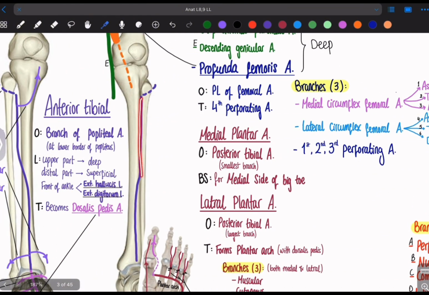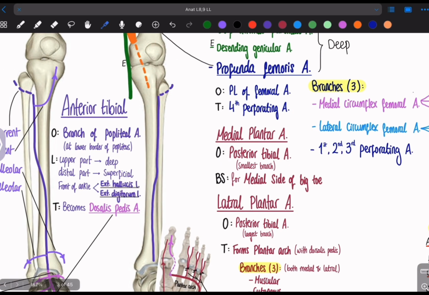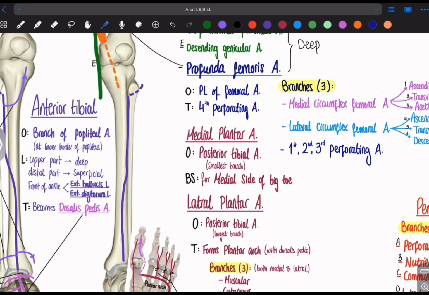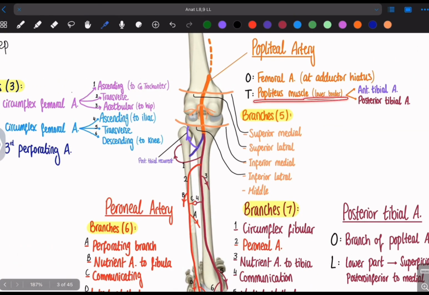Here we can see the anterior tibial coming from behind, from the posterior side of the knee. So this is the anterior tibial. What's the origin? It's a branch of the popliteal artery at the lower border of the popliteus muscle, same as the termination of the popliteal artery.